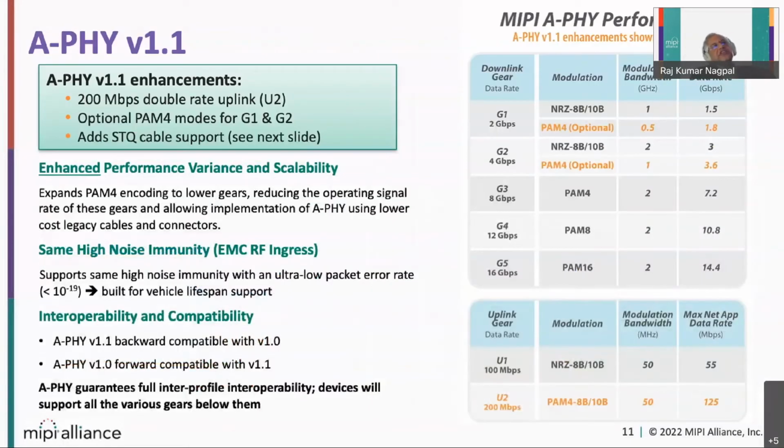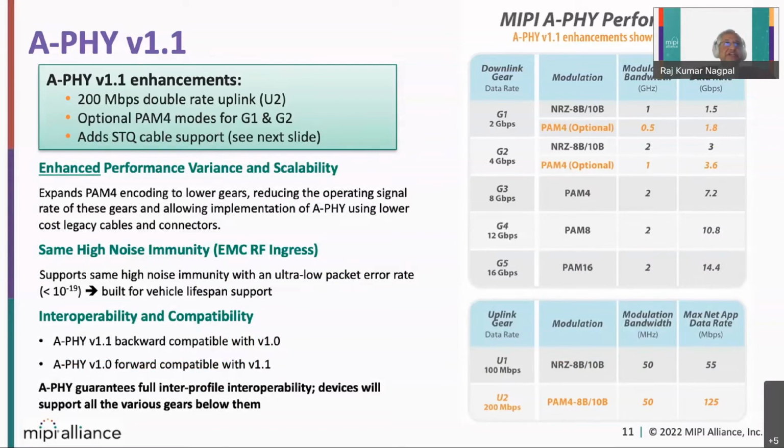So now this slide is basically giving an overview of A-PHY 1.1, which is the next version of the specification. Initially it was A-PHY 1.0, and this slide gives the enhancements made in A-PHY 1.1. And remember, A-PHY 1.1 is backward compatible to A-PHY 1.0. So your ecosystem is fully respected.